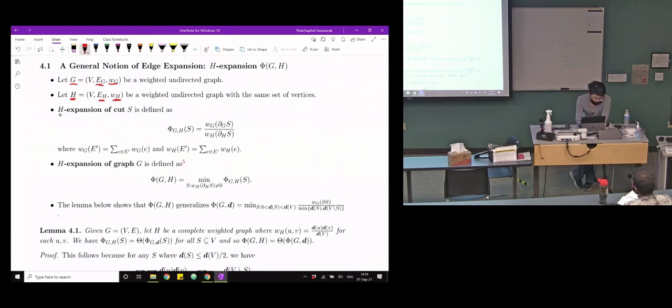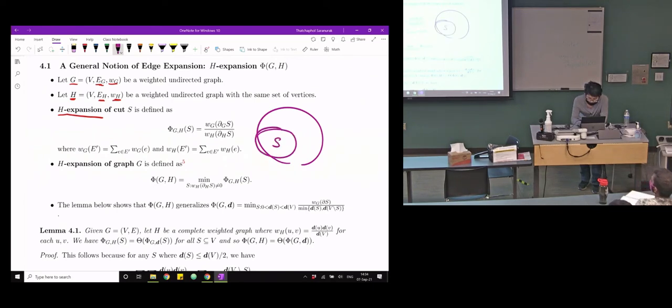Now we can define the H expansion of a cut to be the ratio of the size of the cut in G over the size of the cut in H. So you look at the set S, and the thing in the numerator is the same, right? Except that this is now a weighted graph. You count the total weight.